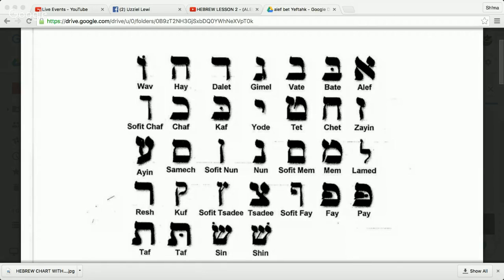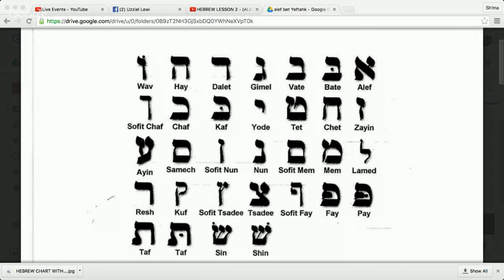Beit, Resh, Aleph, Shin, Yod, Taf, Beit, Resh, Aleph, Aleph, Lamed, Hey, Yod, Mem Sofit.